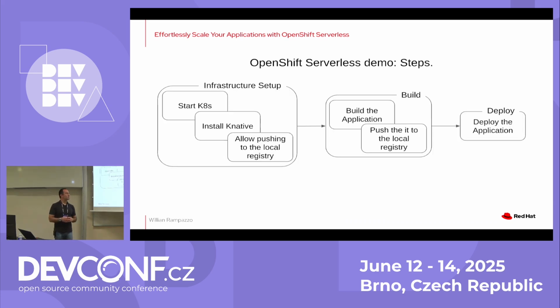All right, so these are the steps to run our application. First thing is deploy your infrastructure. Here I deployed CRC, I installed serverless, and I set configuration to allow pushing to the local registry, so I don't need to push my image to any other services, I can push it to OpenShift. Then I have the build step, where I build and deploy the application, just as in a normal CI/CD pipeline. And then the last one is the deploy.